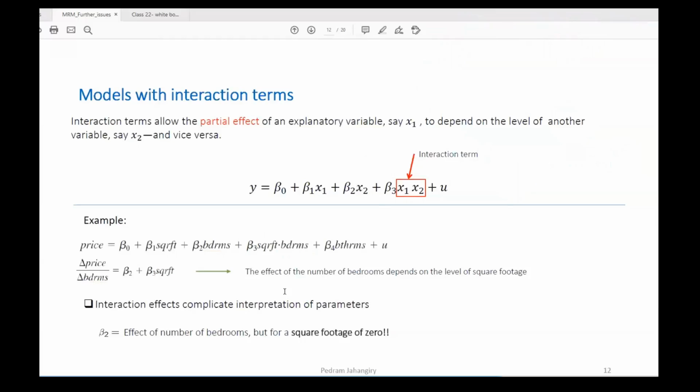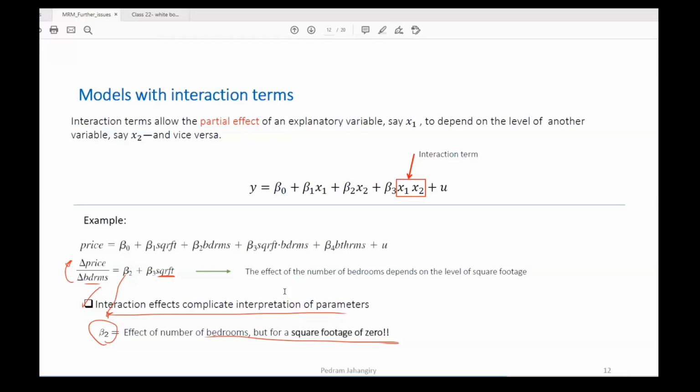Now, interaction effects complicate the interpretation of parameters. We did it on purpose because we believe that the effect of bedroom on price doesn't simply depend on bedroom or depend on nothing. It should depend on something else, and in this case, we believe it depends on square feet. Now we have to interpret it slightly differently. If I ask you how to interpret beta 2, I would say that beta 2 is the marginal effect of bedroom on price only if square feet is 0.